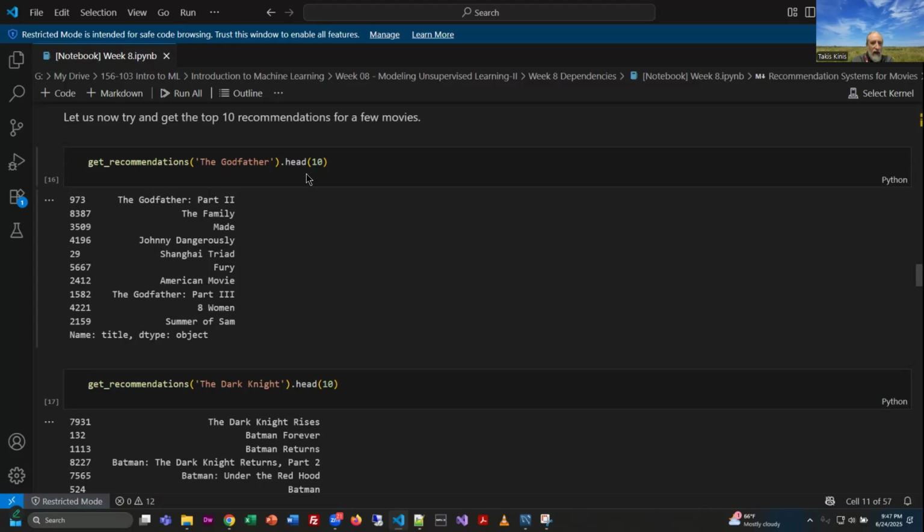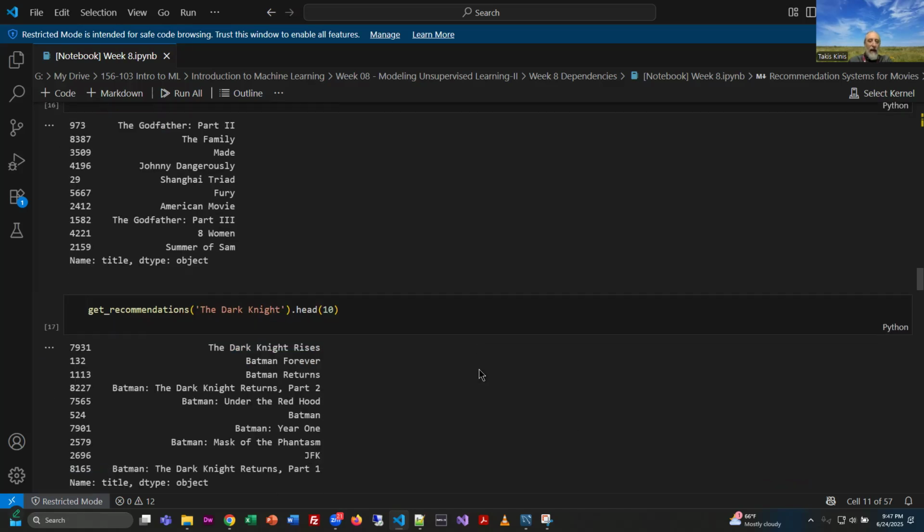So in other words, if you watch The Godfather, what are other movies you should watch? Well, Godfather Part 2 makes sense, right? Godfather Part 3 does too. And then all these other ones. And if you know any of these movies, these are all mafia, organized crime movies, right?